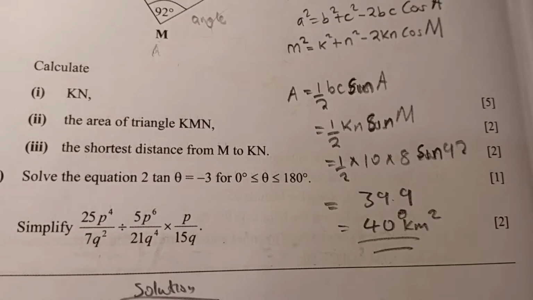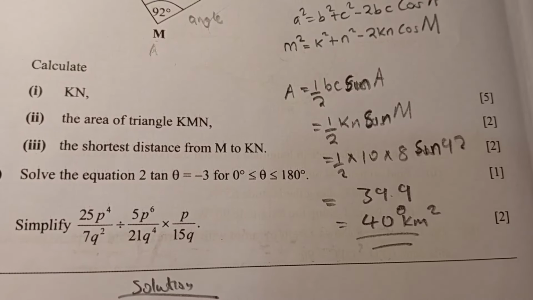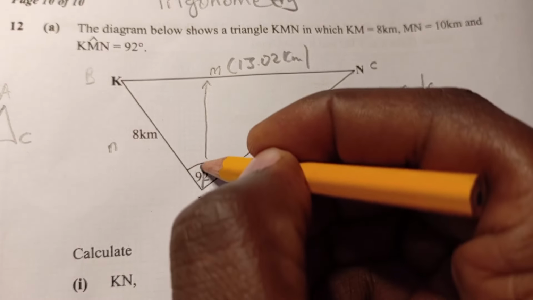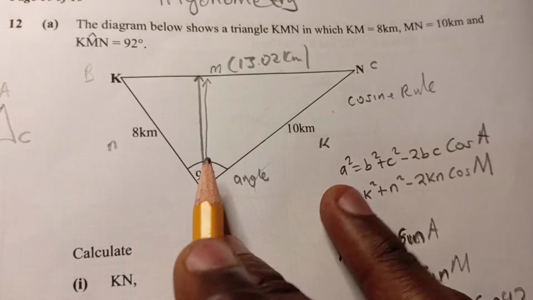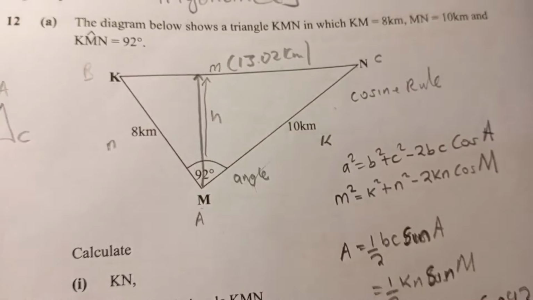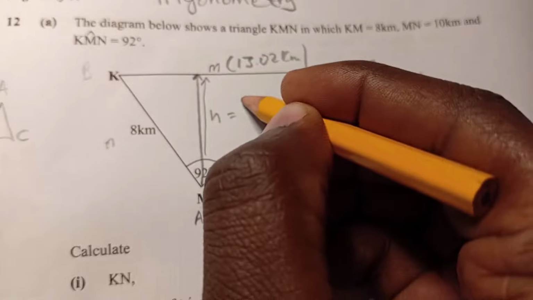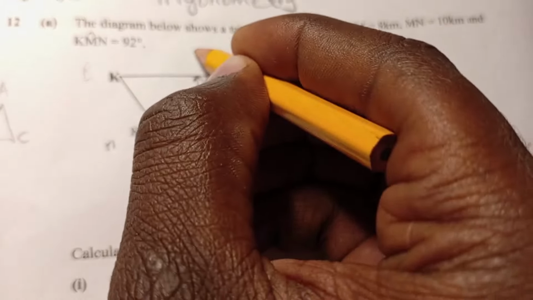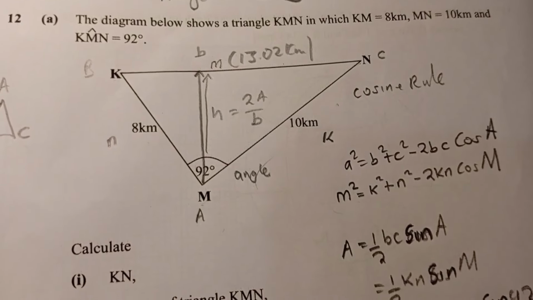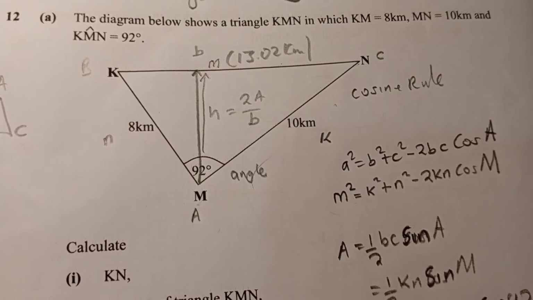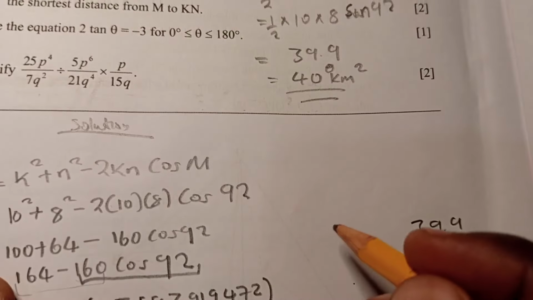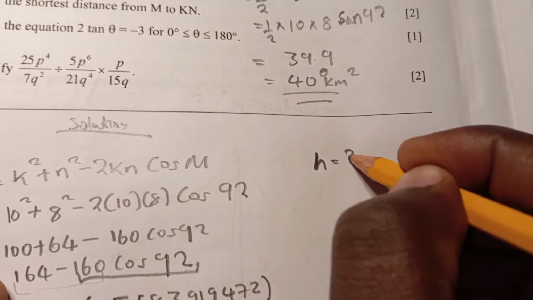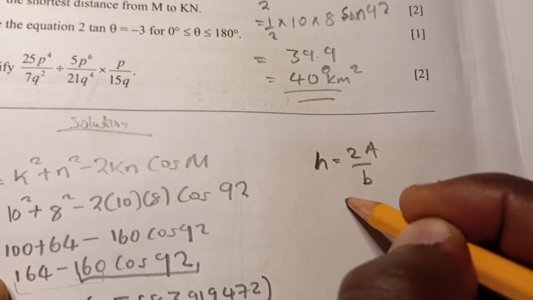Then the last question here is finding the shortest distance. Okay, so the shortest distance, the distance from here up to there. Basically here you can see that this distance is the height. It's given by the formula 2a over the base. The base happens to be the m here, the m that we've calculated. So we are just going to say that the height is equal to 2a over the base.